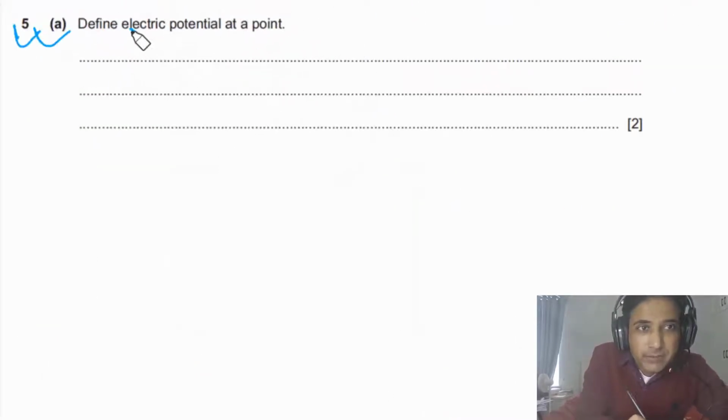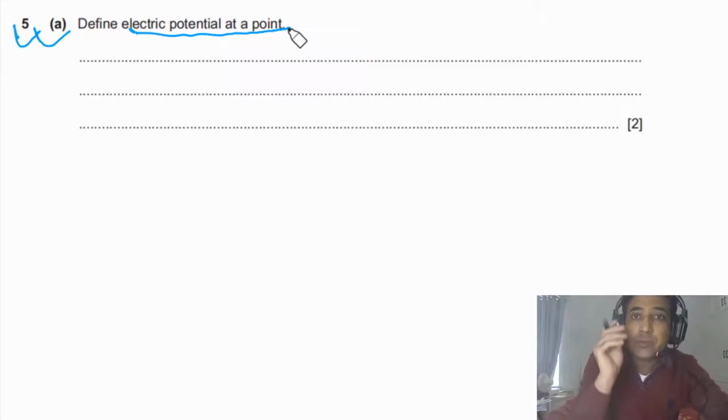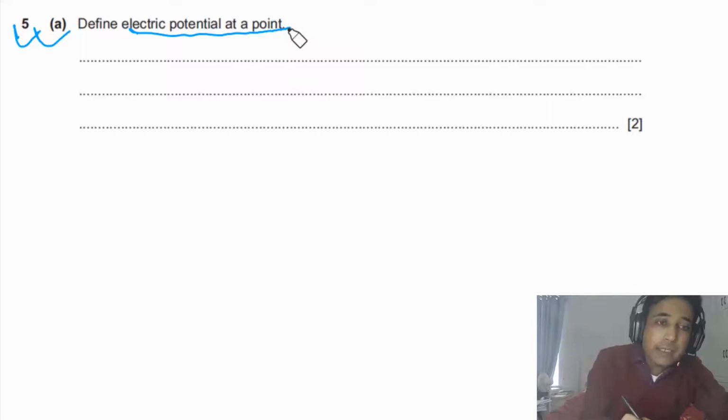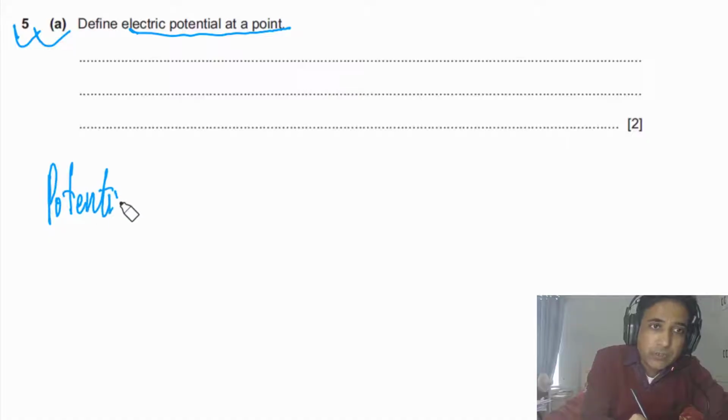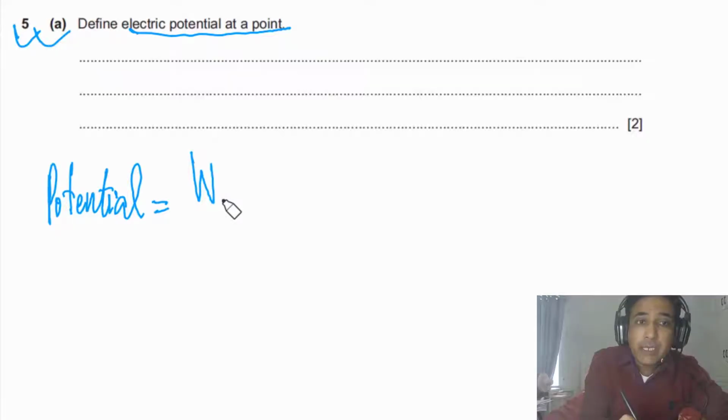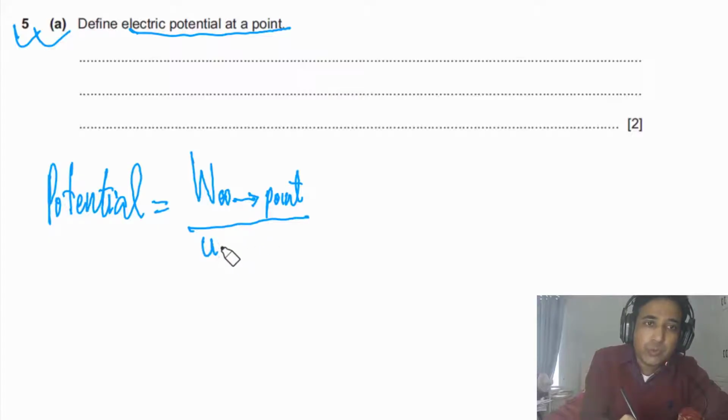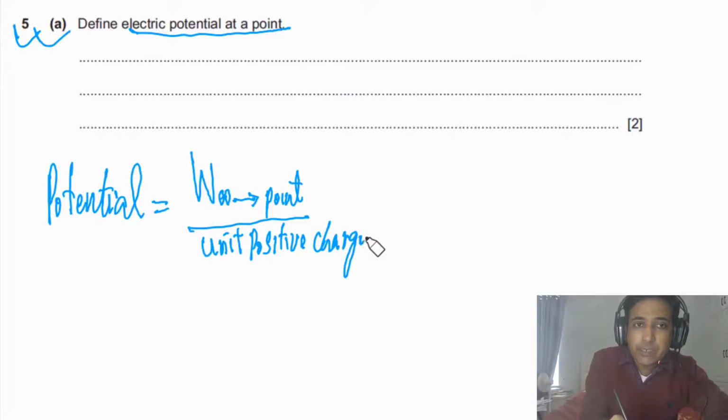Question 5 part A says define electric potential at a point. This is also a typical question. You need to understand how to define electric potential. Electric potential simply is equal to the work done by an external agent from infinity to a point, per unit positive charge. So this is how we can define electric potential.